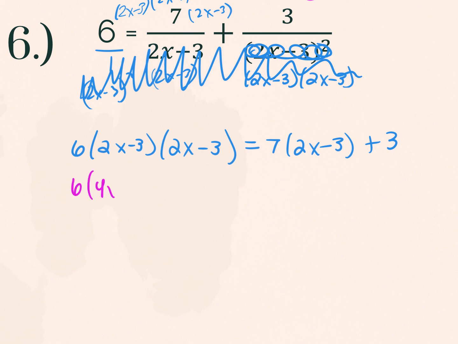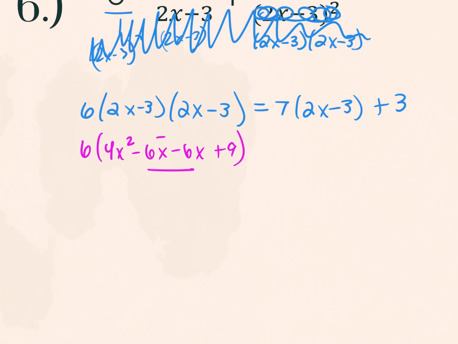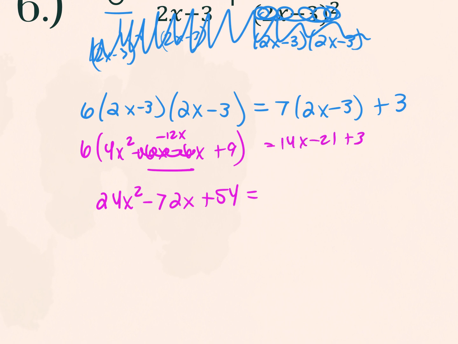2x and 2x is going to give me 4x squared. 2x and negative 3 is negative 6x. Negative 3 and 2x is negative 6x. And a negative 3 and a negative 3 is going to give me a positive 9, correct? Okay, so then when I clean this up here, this is negative 12x. You guys agree? And then when I distribute my 6, I have 24x squared minus 72x plus 54 equals, on the right-hand side, you guys agree I have 14x minus 21 plus 3. So 14x minus 18.